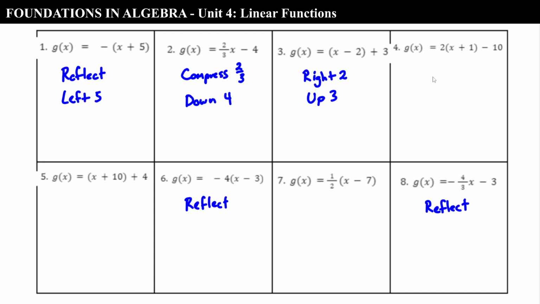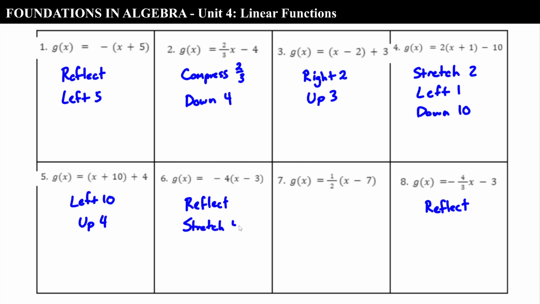For number 4, we have a slope of 2, or a value of 2. So that means we are stretched by 2. And then we are going to the left 1, because that's inside the parentheses. And then we're going down 10. For number 5, we are going to the left 10, because we're in parentheses. Outside of the parentheses, we're going up 4. Number 6, we've already determined reflecting. We also have a stretch of 4. And we are going to the right 3.